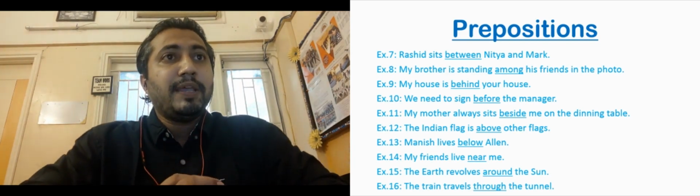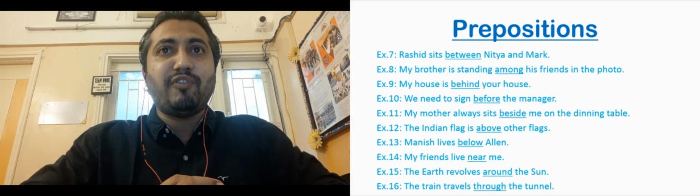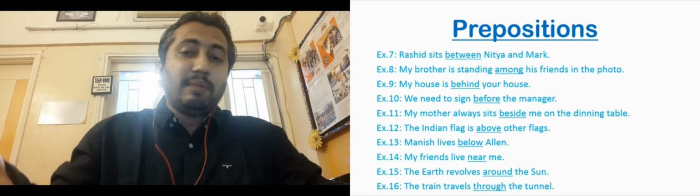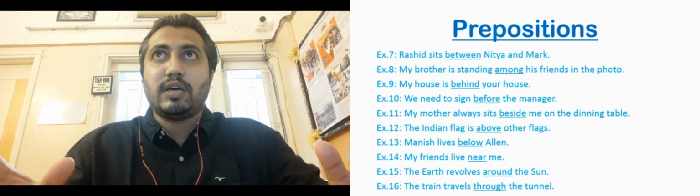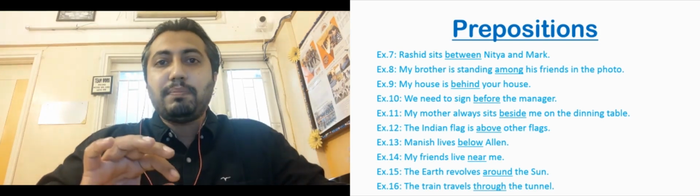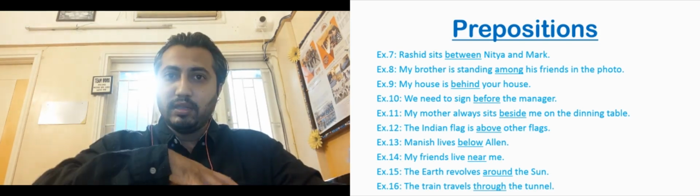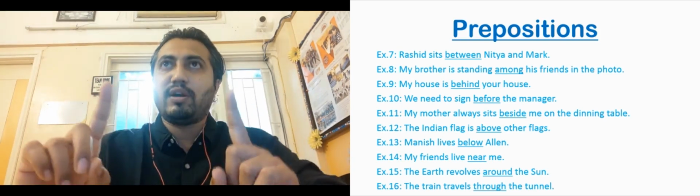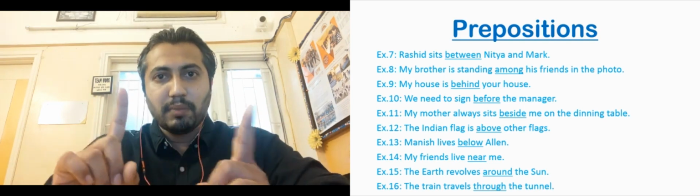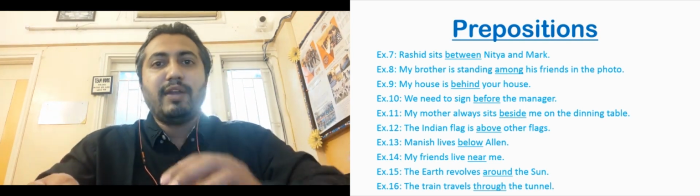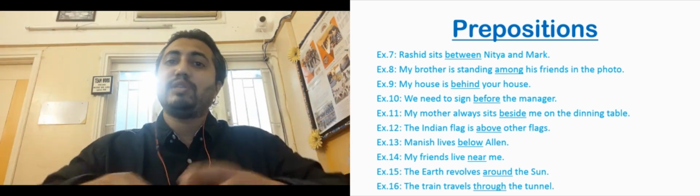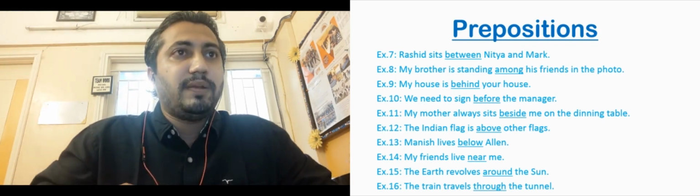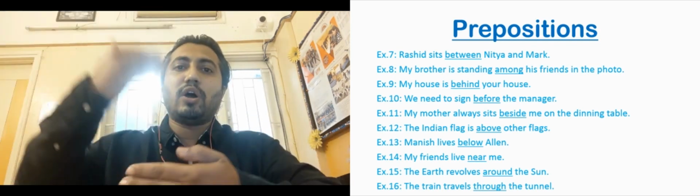Now let us go to the next one. My brother is standing among his friends in the photo. Now यहाँ पे we don't know how many friends are there. Okay, there can be many, there can be two, but we are not certain how many friends are there. So that is why we use the preposition among. My brother is standing among his friends in the photo. So when we know it for sure that दो के बीच में है, we use the preposition between. And when we don't know how many are there, or if it is more than two, we use the preposition among.